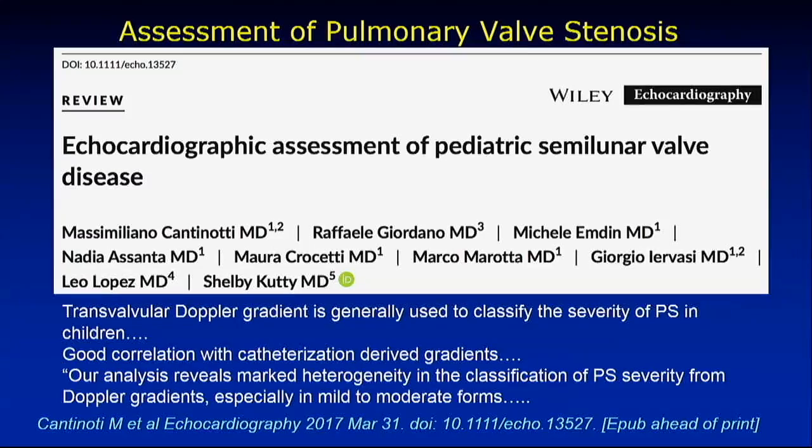I tried to look at the literature and thought maybe the pediatric cardiologists are more aware of this problem. And this is the most recent review I found. This was just e-published in March. Again, what they say is that transvalvular Doppler gradients are in general used to classify the severity of pulmonary stenosis, they only talk about correlation to catheterization, and they end up with the comment that their analysis revealed marked heterogeneity in the classification of pulmonary stenosis severity from Doppler gradients, especially in mild to moderate forms.